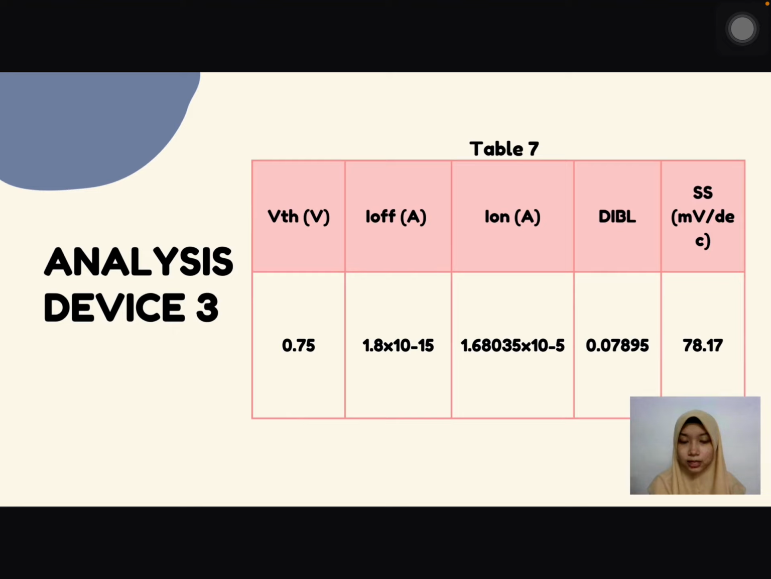Table 7 shows the analysis for device 3. Threshold voltage equal to 0.75 volts, I off equal to 1.8 times 10 to the power of negative 15 ampere, I on equal to 1.683035 times 10 to the power of negative 5 ampere, drain induced barrier lowering or DIBL equal to 0.07895, subthreshold swing or SS equal to 78.17 millivolt per decade.